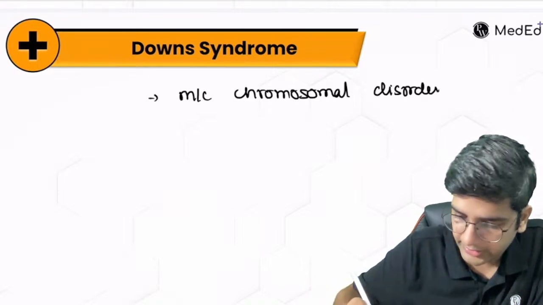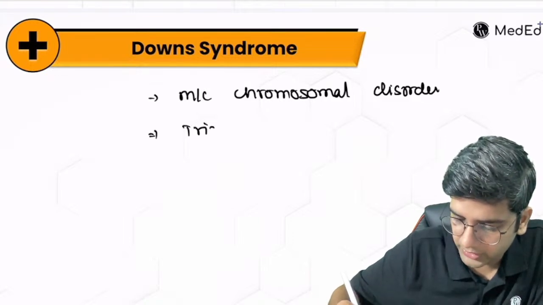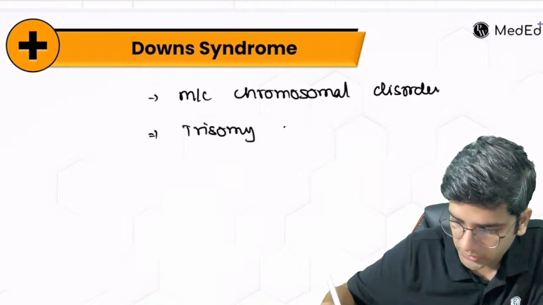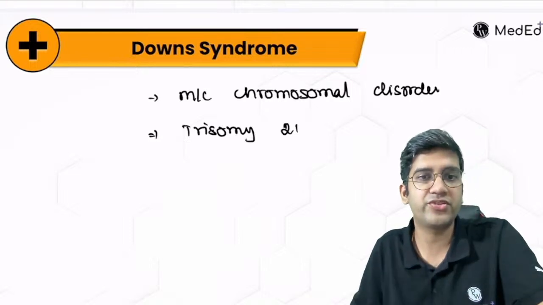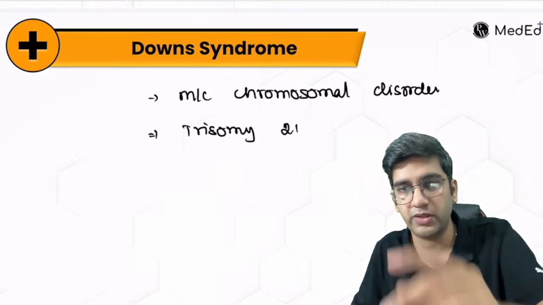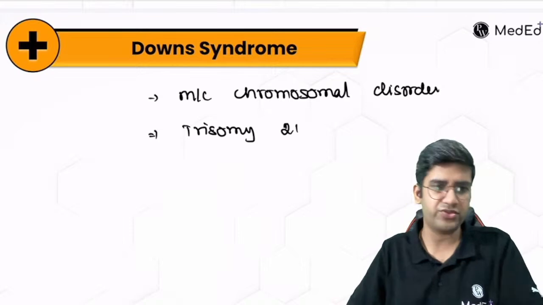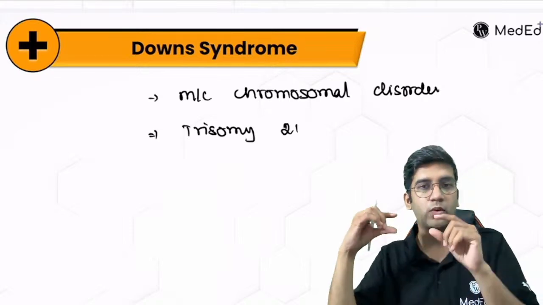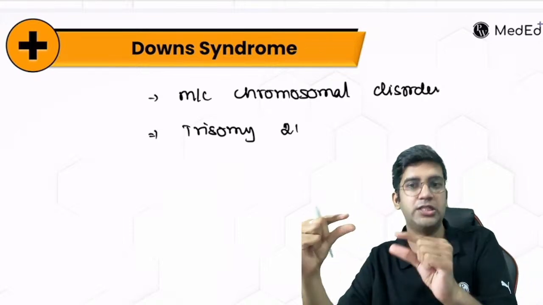That's one. Down syndrome is nothing but trisomy 21. Okay, Down syndrome is trisomy 21. That's the problem in Down syndrome. Perfect, right? The 21st chromosome is present three times, trisomy. Okay, so now we have made sure that we know what Down syndrome is.